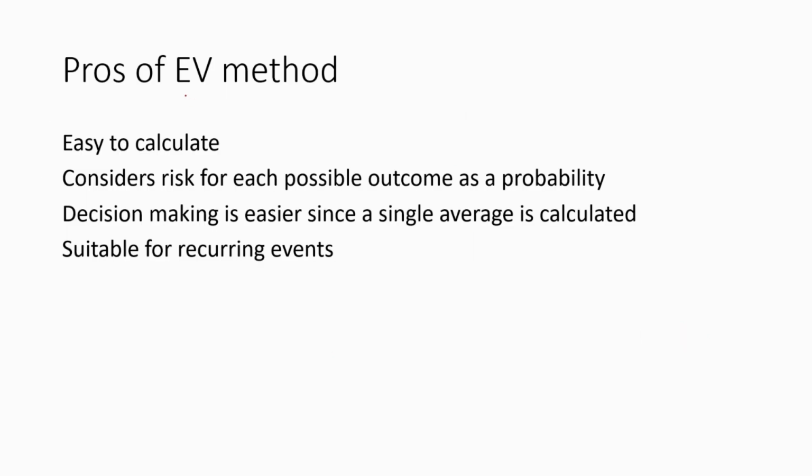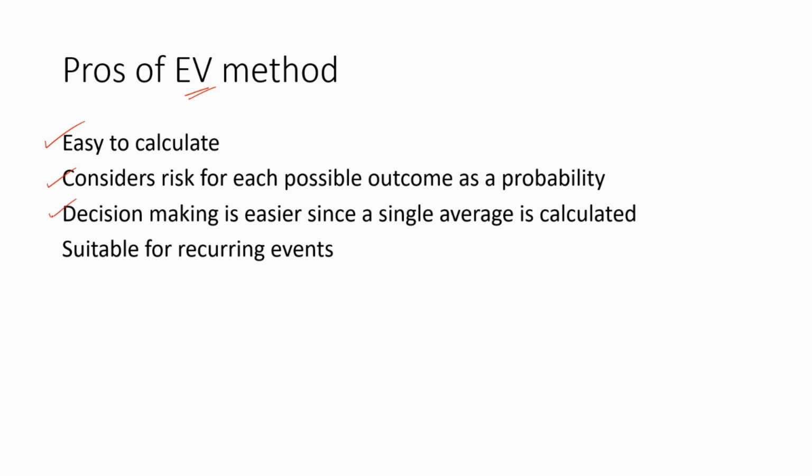Now let's discuss the pros of the expected value method. Easy to calculate. As you now know, it is a simple calculation. Considers risk for each possible outcome as a probability. Now we know the probability values indicate the risk for each outcome. So this method considers risk for each possible outcome. This is a pro of this method.